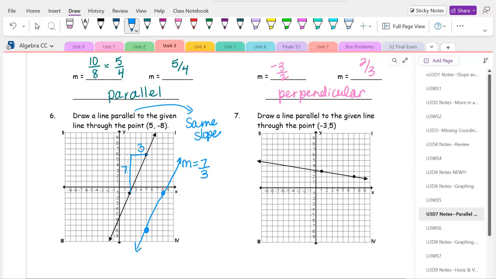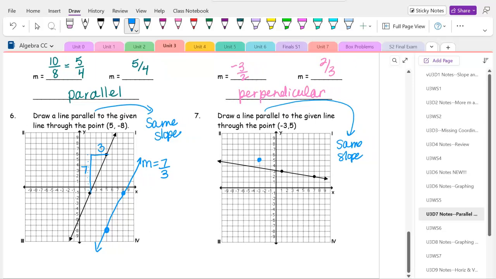All right, last one. Draw a line parallel to the given line through the point negative 3, 5. So again, make sure you plot that point. Negative 3, 5. All right, up there. Now, if we want a parallel line, we need the same slope. So we're going to find the slope of this line. Down 1, over 1, 2, 3, 4, 5, 6. So our slope is negative 1 over 6.